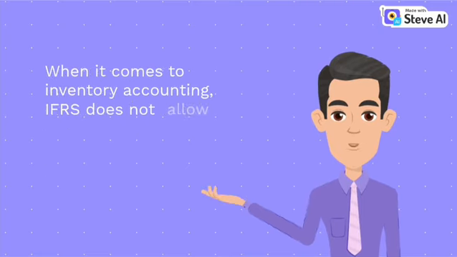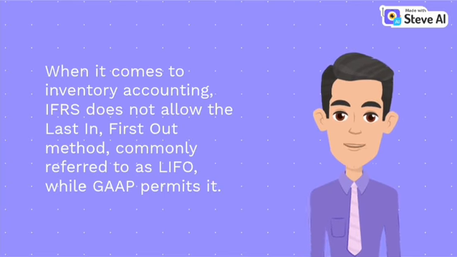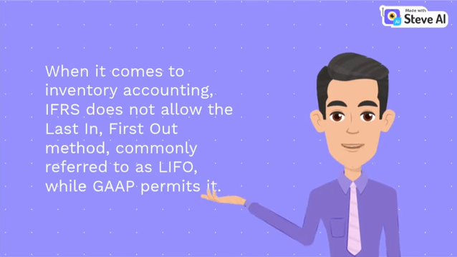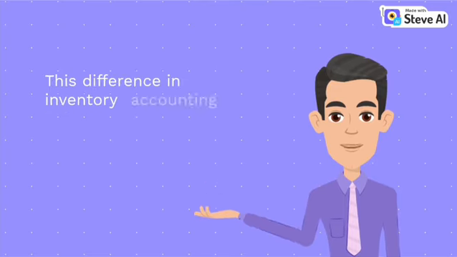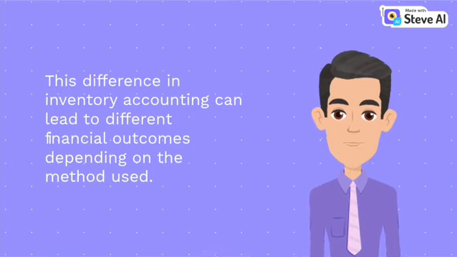When it comes to inventory accounting, IFRS does not allow the last-in, first-out method, commonly referred to as LIFO, while GAAP permits it. This difference in inventory accounting can lead to different financial outcomes depending on the method used.